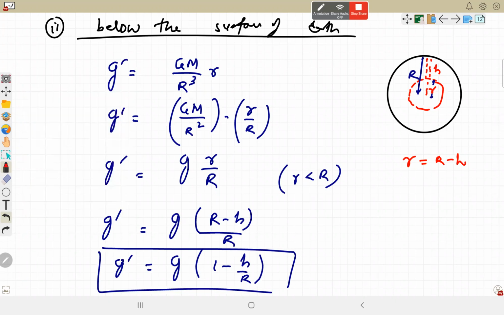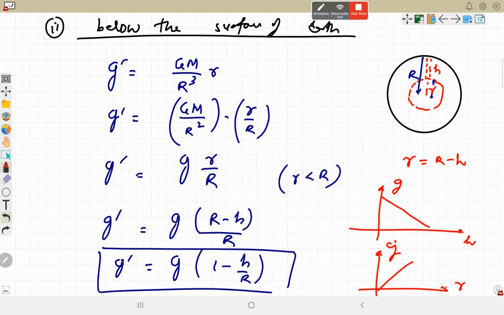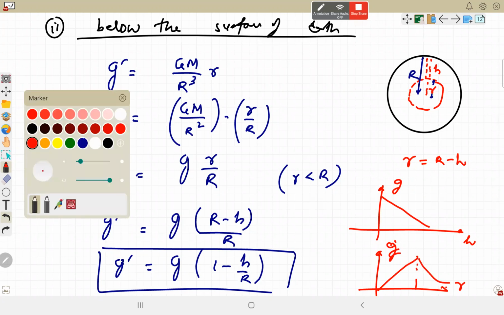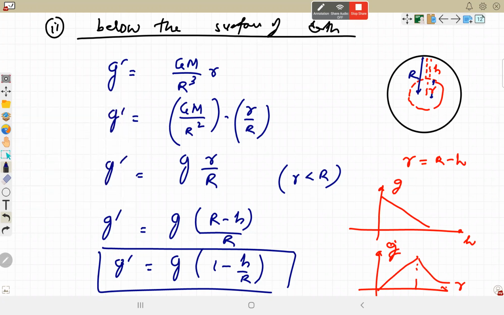Acceleration due to gravity decreases linearly as we go from the top downward. These two graphs have come in exams: g versus h, which linearly decreases, and g versus small r, which linearly increases. It increases linearly only up to the surface, and then it is inversely proportional to r square. Below the surface of Earth no approximation is used, so this will be the value for all values of h till the center.